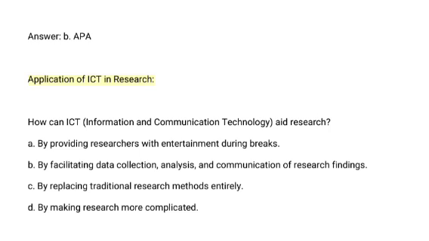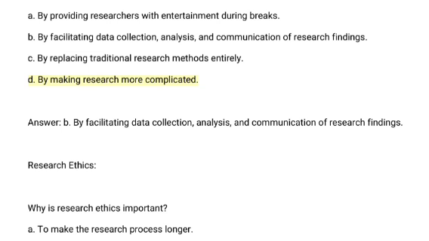How can ICT, information and communication technology, aid research? A. By providing researchers with entertainment during breaks. B. By facilitating data collection, analysis, and communication of research findings. C. By replacing traditional research methods entirely. D. By making research more complicated. Answer. B. By facilitating data collection, analysis, and communication of research findings.